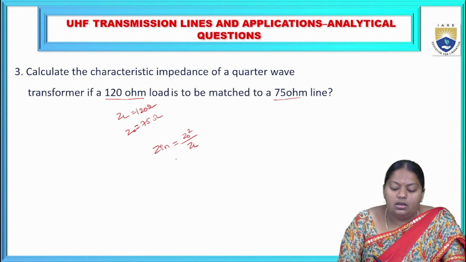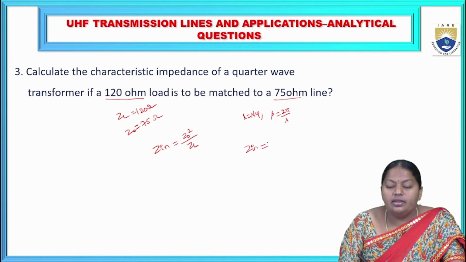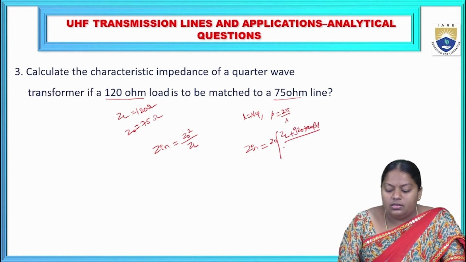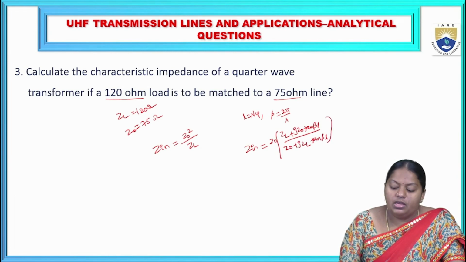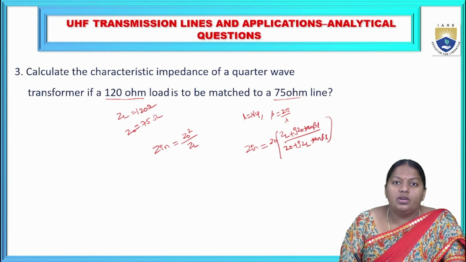Why? Because for a quarter wave transformer, we just consider L equal to lambda by 4 and the beta value to be 2 pi by lambda. Then the input impedance of a transmission line can be substituted over here as Z0 into (ZL plus jZ0 tan beta L) by (Z0 plus jZL tan beta L). Then if you substitute everything over here, tan beta L becomes infinity.